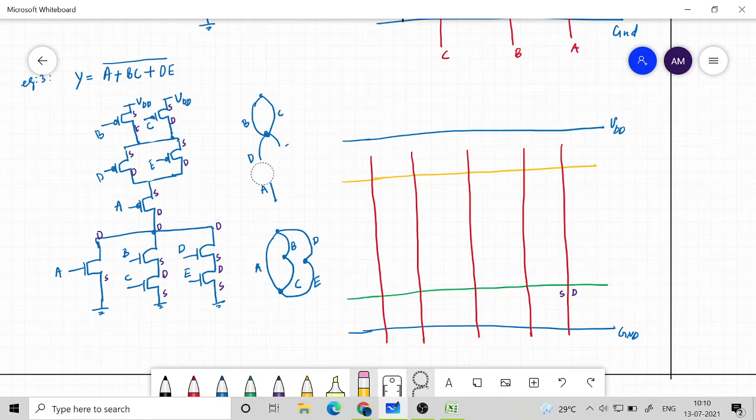I will put the A in the middle, and then DE. So this should work. That will give you more options for A. Otherwise A has to be either at the start or the end. So I have to change the circuit.